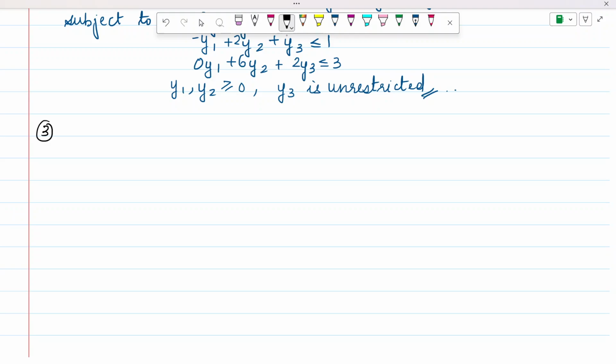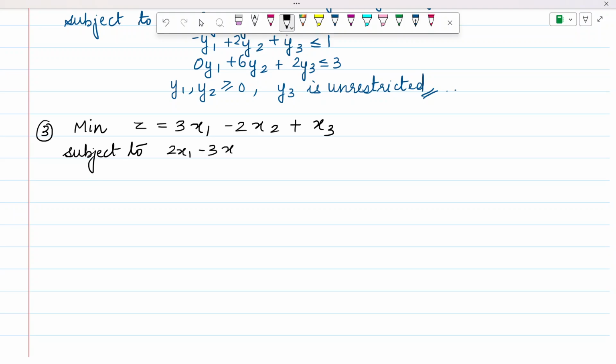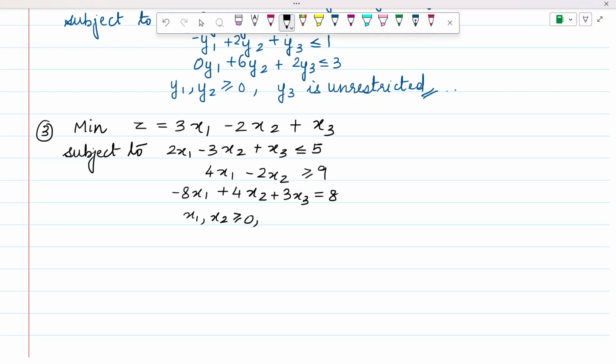The main question again remains the same. We are expected to find the dual. The question is to minimize z, which is equal to 3x1 minus 2x2 plus x3, subject to 2x1 negative 3x2 positive x3 is less than or equal to 5, 4x1 minus 2x2 is greater than or equal to 9, negative 8x1 plus 4x2 plus 3x3 is equal to 8, where x1, x2 are greater than or equal to 0 and x3 is unrestricted.